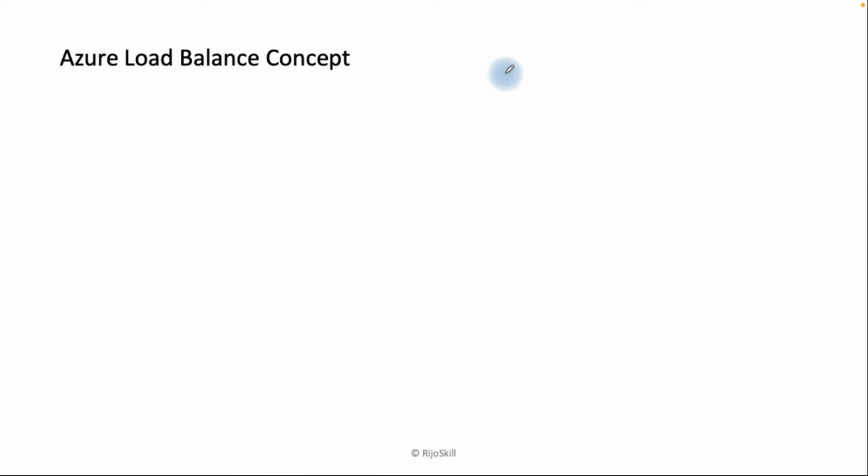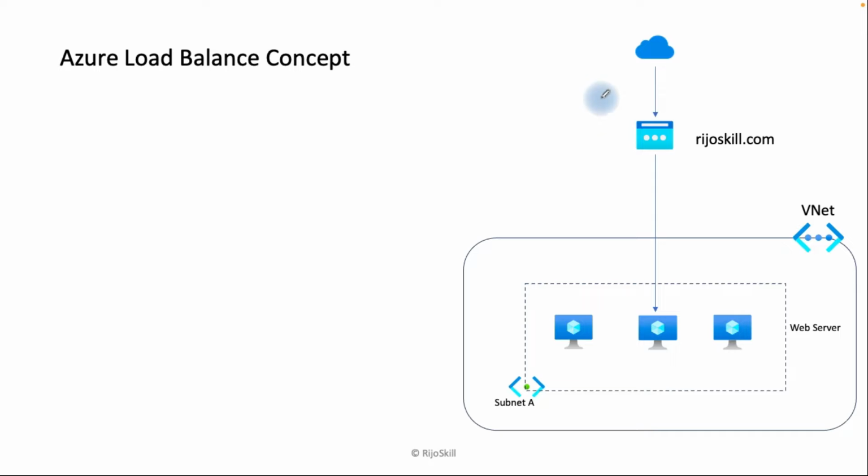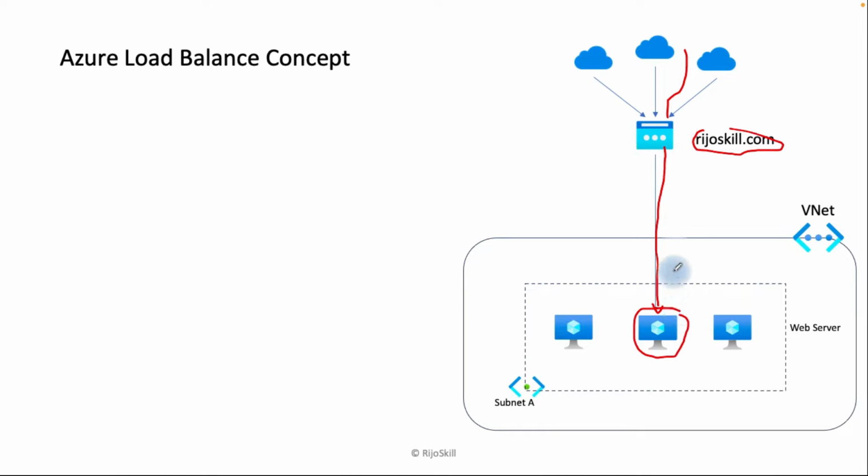First, we will go through the Azure Load Balancer concept. I will represent it with one demo, so we can understand it very easily. Here you can see I need to access rejoskill.com. Once anyone on the internet sends a request, it will go to the corresponding web server. If more requests come from different locations, the web server cannot handle them and maybe it will go down.